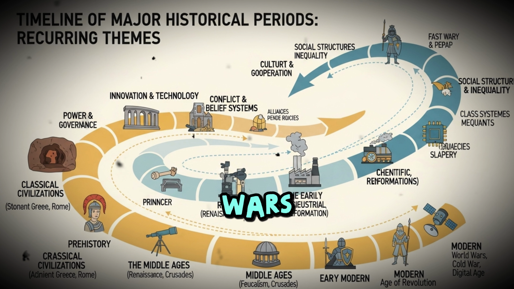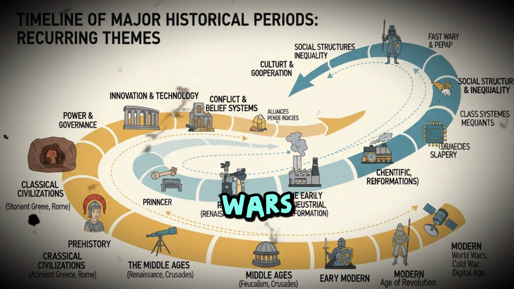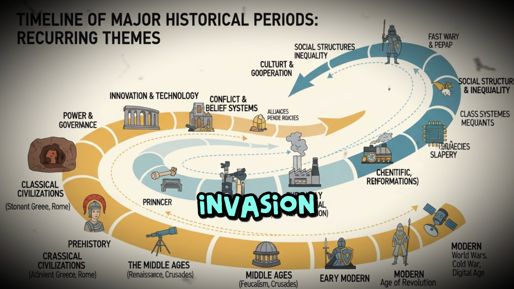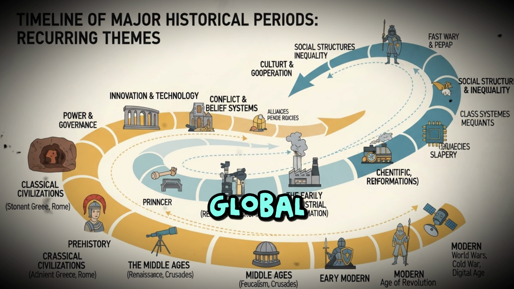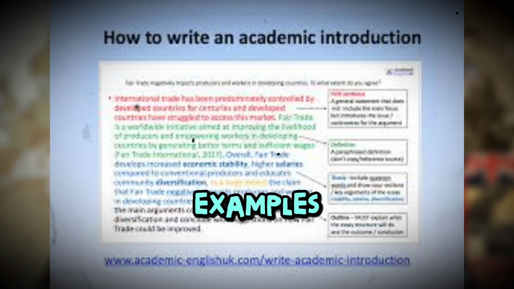3. Proxy wars. Instead of fighting directly, the superpowers often engaged in proxy wars. Korea, 1950 to 1953: North Korea backed by China and the USSR, South Korea backed by the USA. Vietnam, 1955 to 1975: North Vietnam supported by the USSR and China, South Vietnam by the USA. Afghanistan, 1979 to 1989: Soviet invasion countered by US-backed Mujahideen. These conflicts show how the Cold War was global, with devastating consequences for local populations. This is a critical point for essay examples.